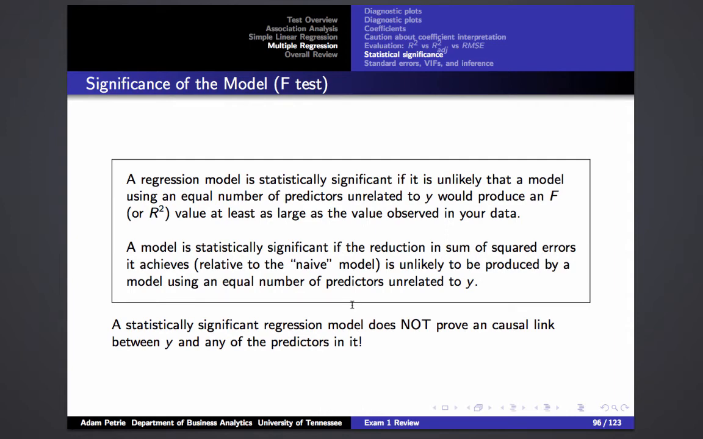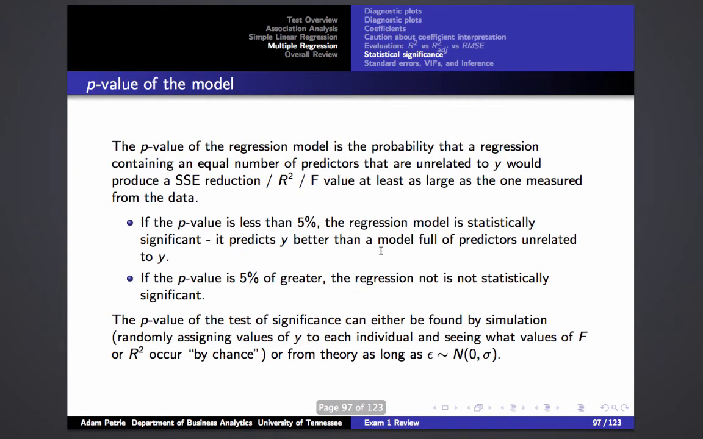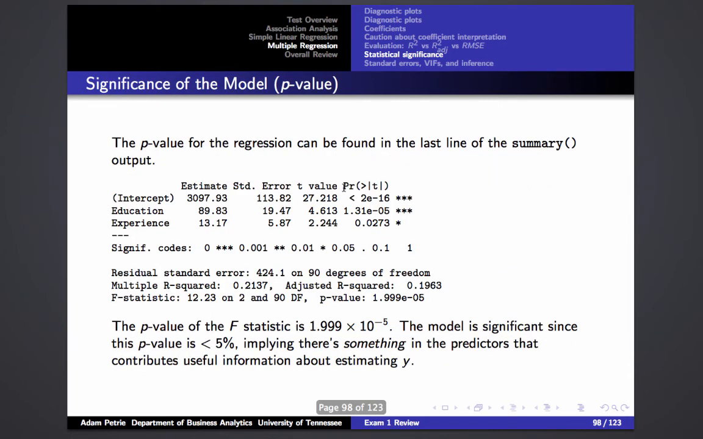Basically, a model is statistically significant if the reduction in the sum of squared errors that it achieves relative to the naive model is unlikely to be produced by a model using an equal number of predictors unrelated to y. So same sort of deal. Not that interesting. We already know that. What about the significance of an individual predictor?